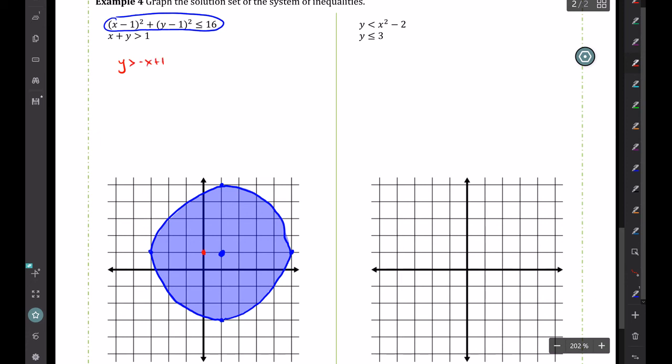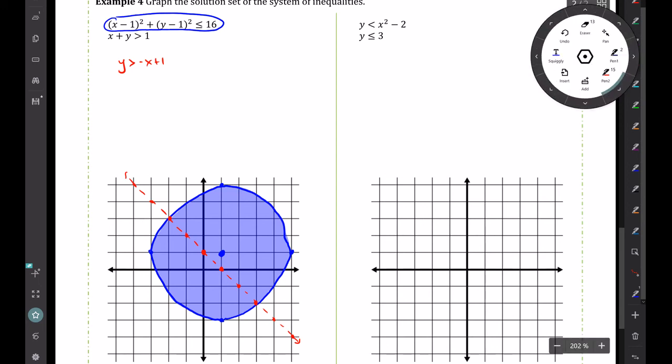So here's plus 1, and we're taking a slope of negative 1. So it should look something like that. And again, the solution says everything that is shaded to one side of that line and inside that circle. So we're looking for y greater than that, so we're going to shade above. So we'd shade everything up here.